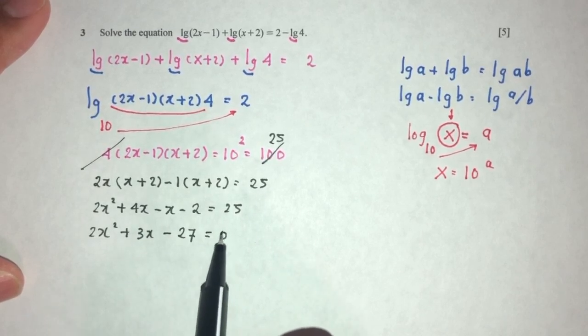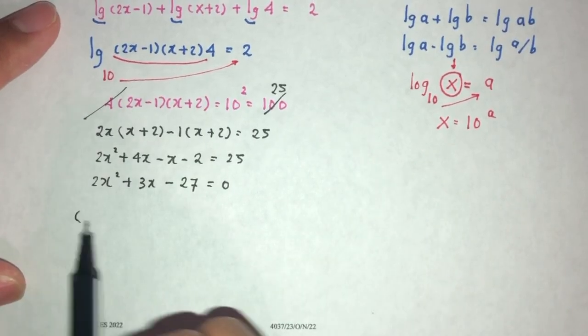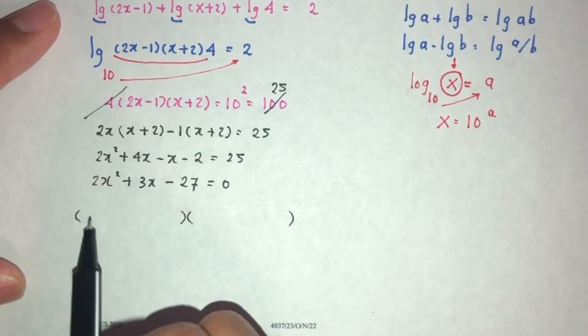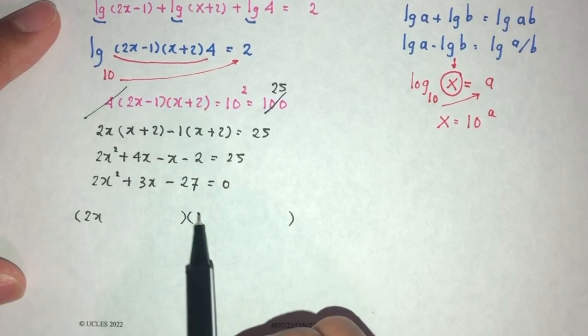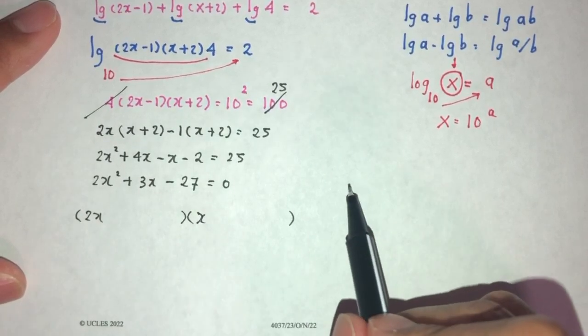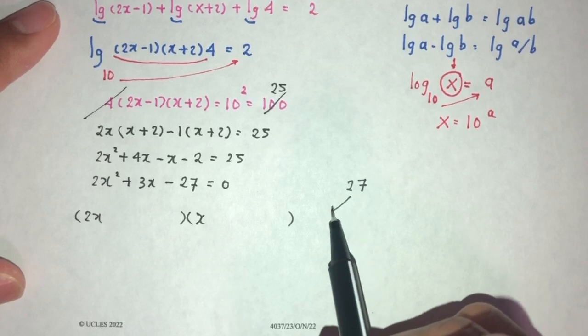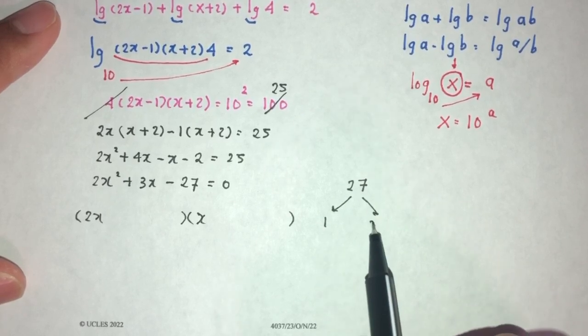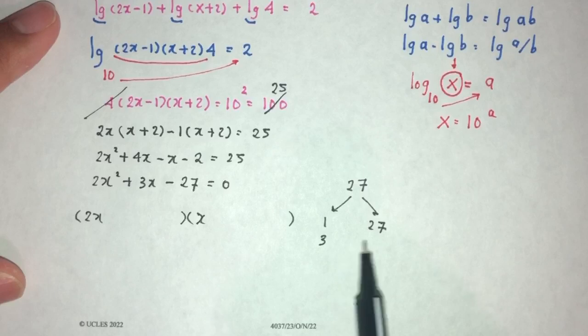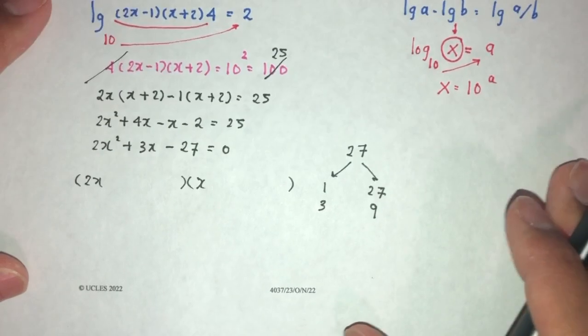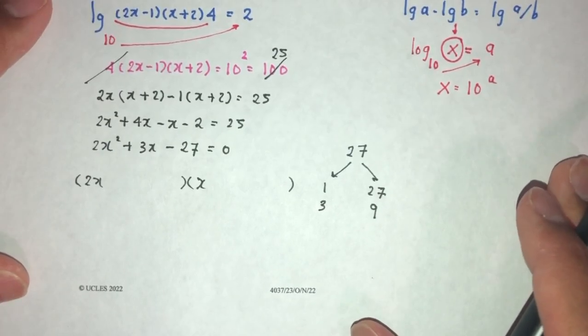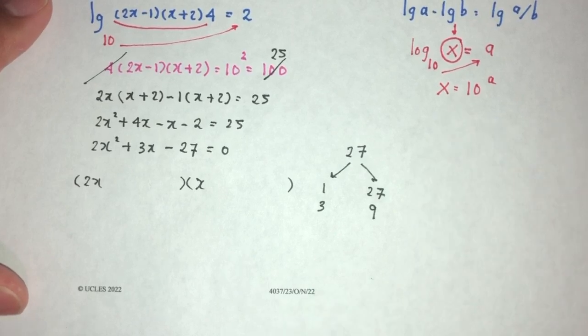That will be 0. Now factorize. That will be 2x times x. Now 27 is what? We have to test. It is the value of 1 times 27 or 3 times 9. What else is it? That's pretty much it, right? Is there anything else we can use?